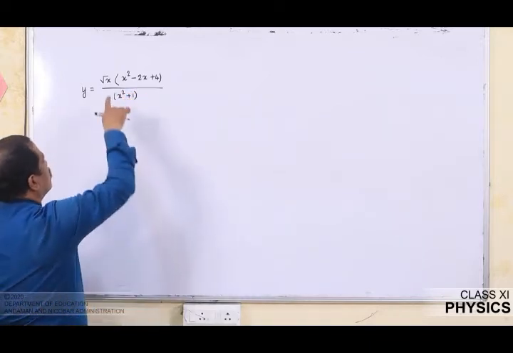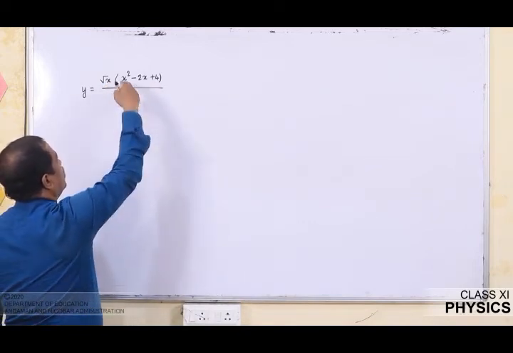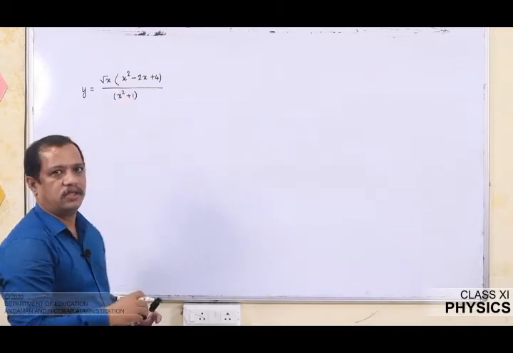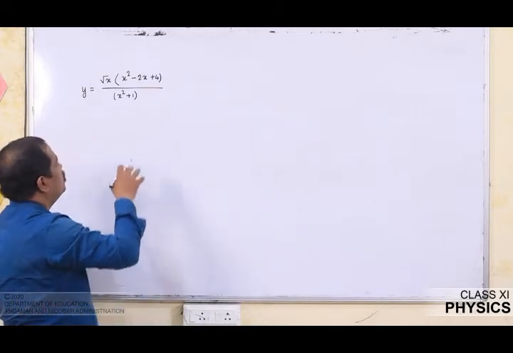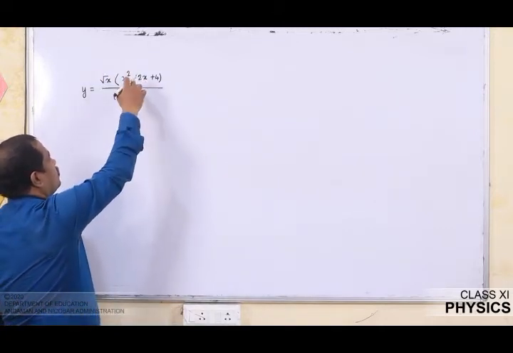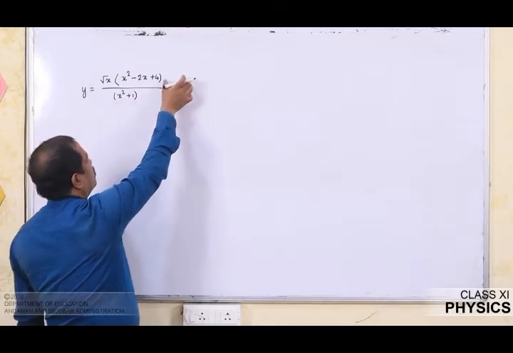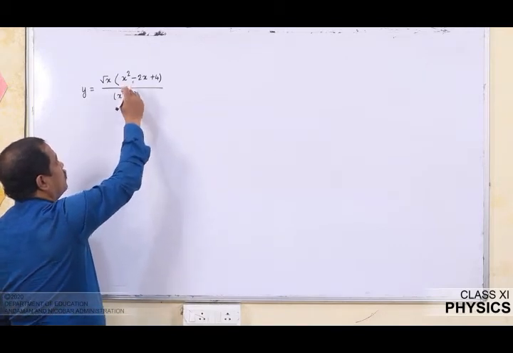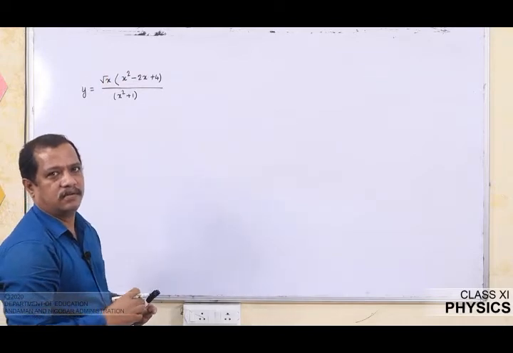So, if I see root x times this, these are the product of functions, and over x square plus 1, so this is in quotient form also. So now I can use product form separately and quotient form separately. I mean, I can take it to the numerator. However, what I am going to do is use quotient form, and within quotient form I am going to use the product form also.